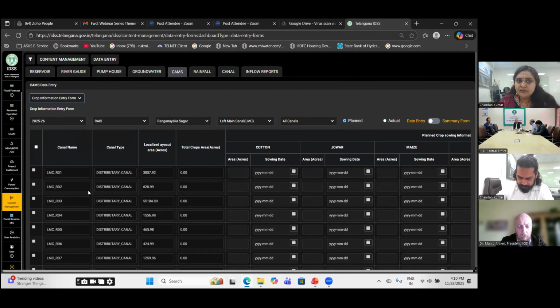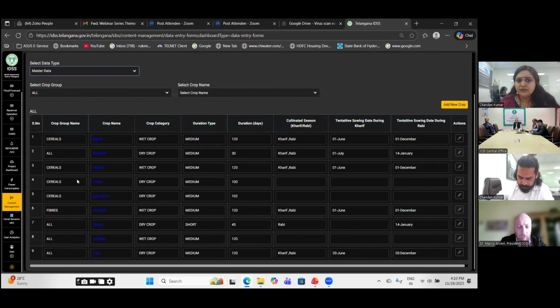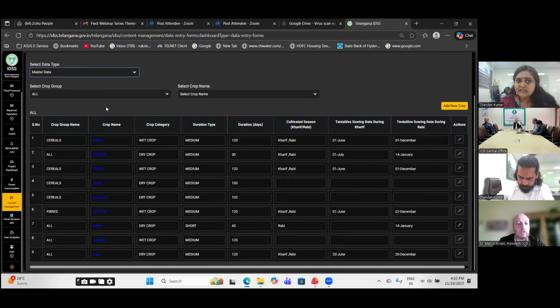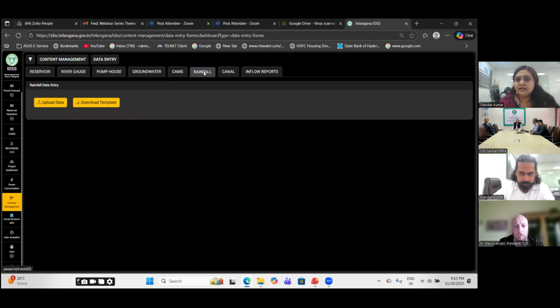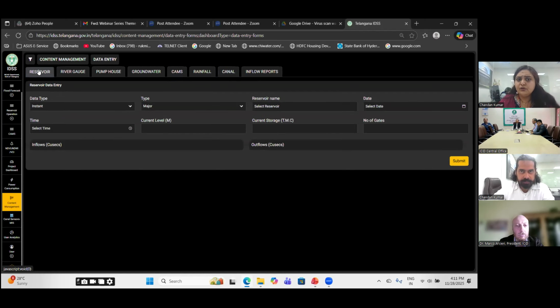Once they submit it, we tell them the water available, the water requirement, and other information which I was speaking about. So these are the master data they give us, whether it is a wet crop or a dry crop they are sowing. This is the content management where they do the data entry. Not only that, we also have the rainfall data entry in content management. Whatever you have seen, if you cannot do it through the mobile app, you can also access it through this content management.